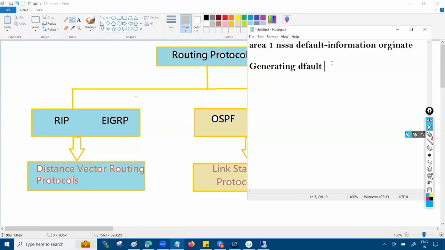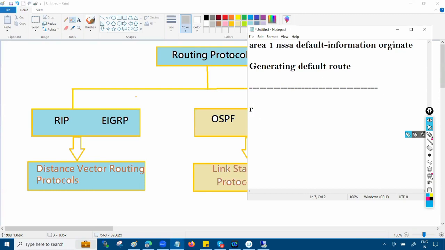This command was generating a default route in the not-so-stubby area. Yeah, so basically that's the main purpose of this command, to generate the default route, right? And this is one way that you can generate the default in the NSSA area. Another way is what we have.